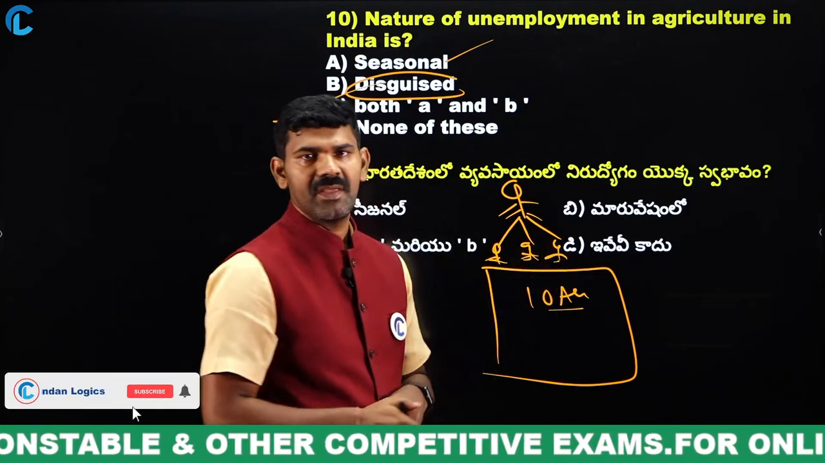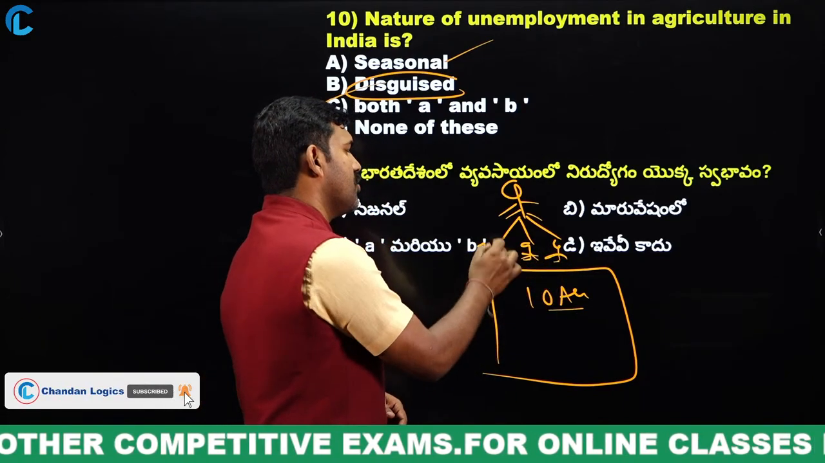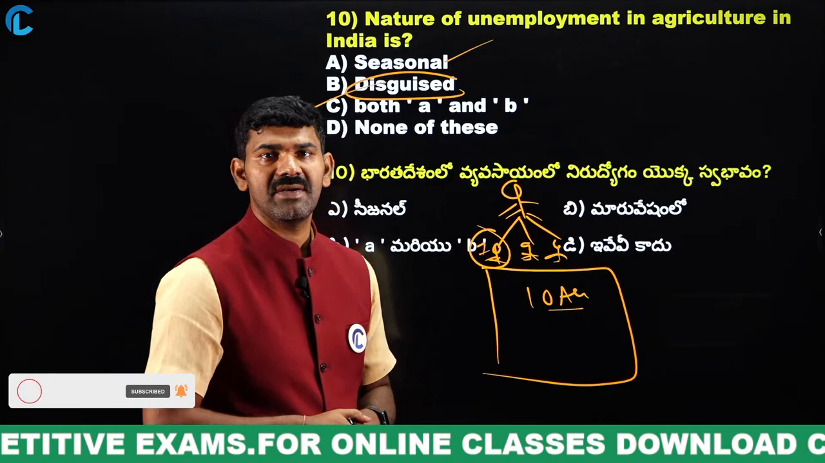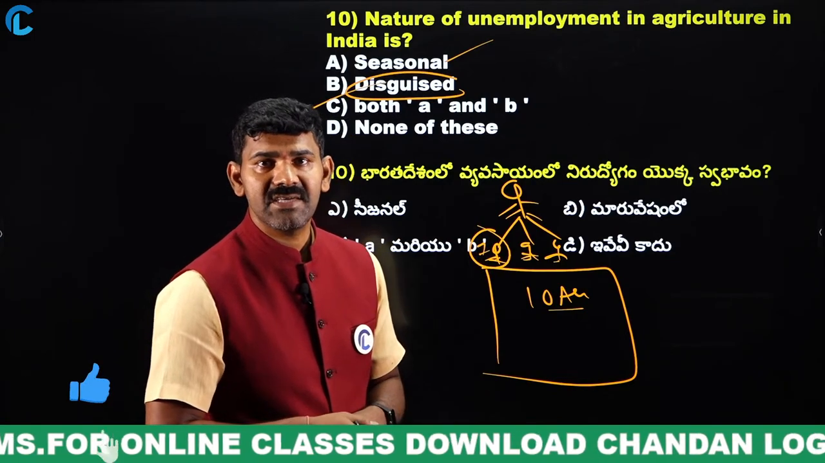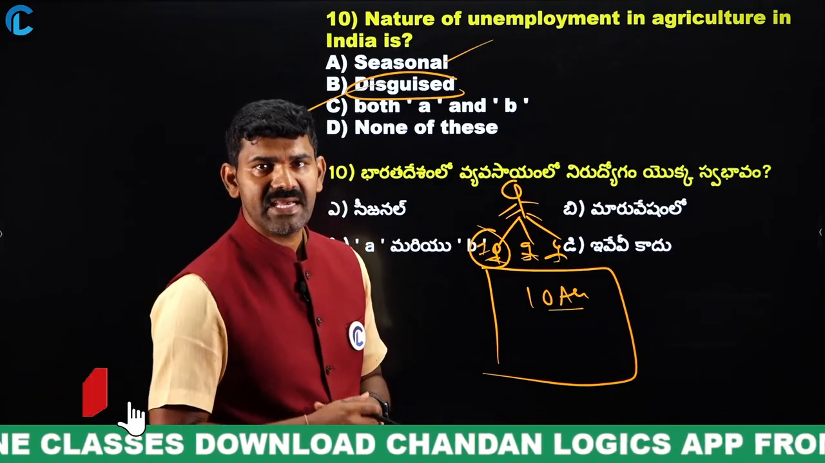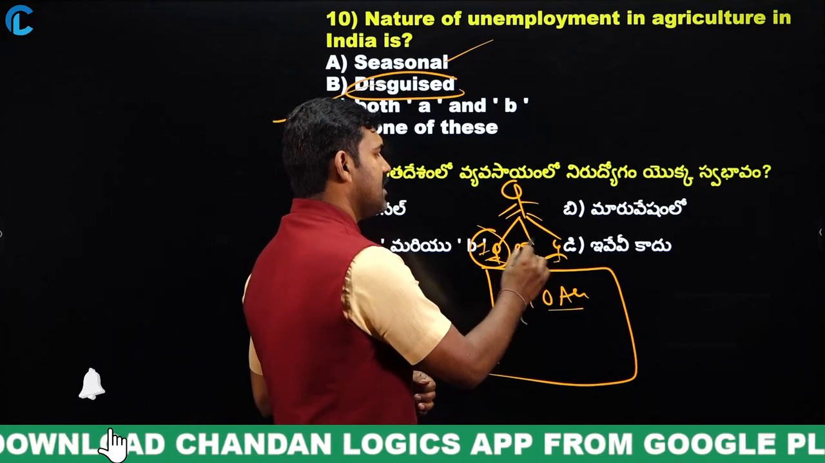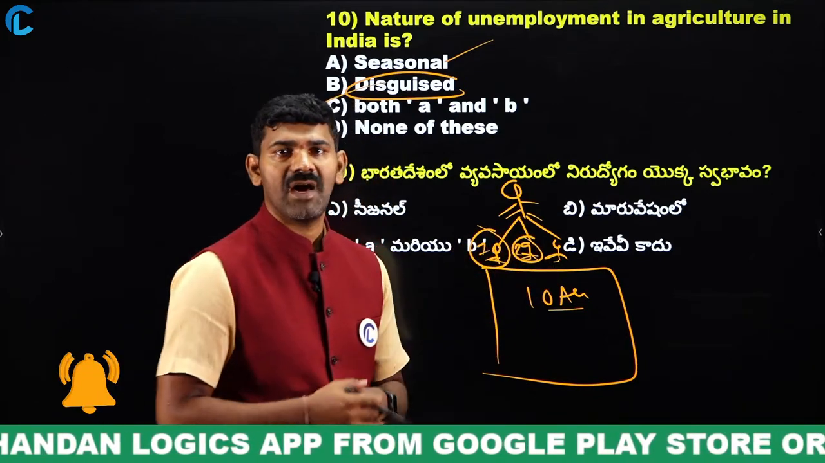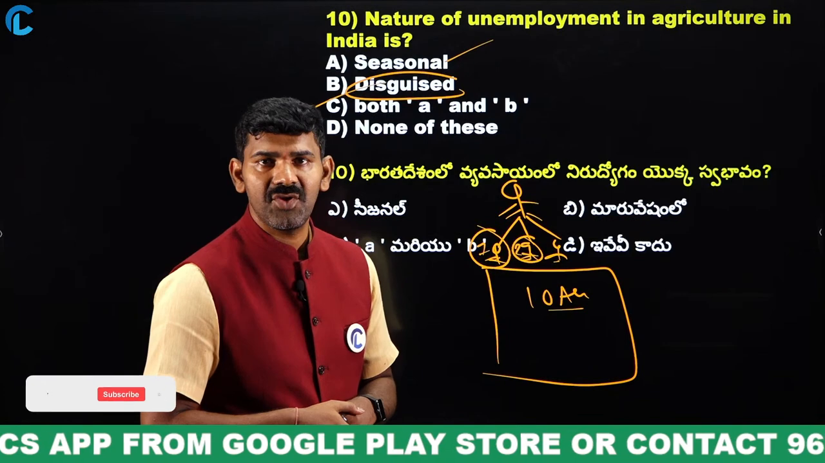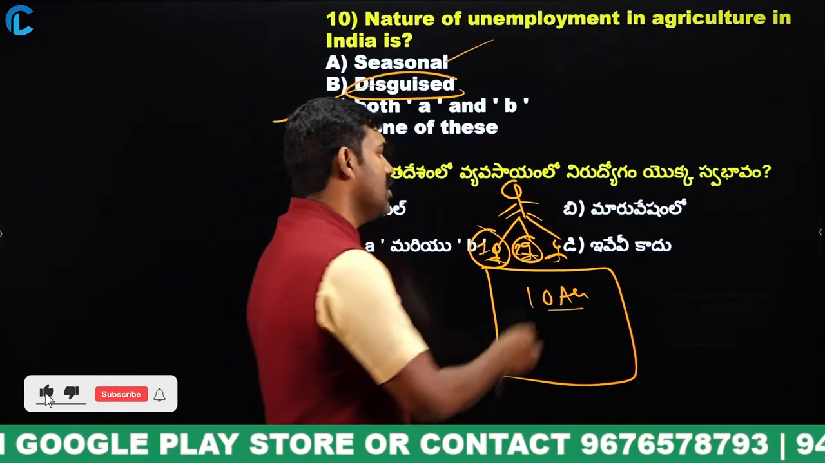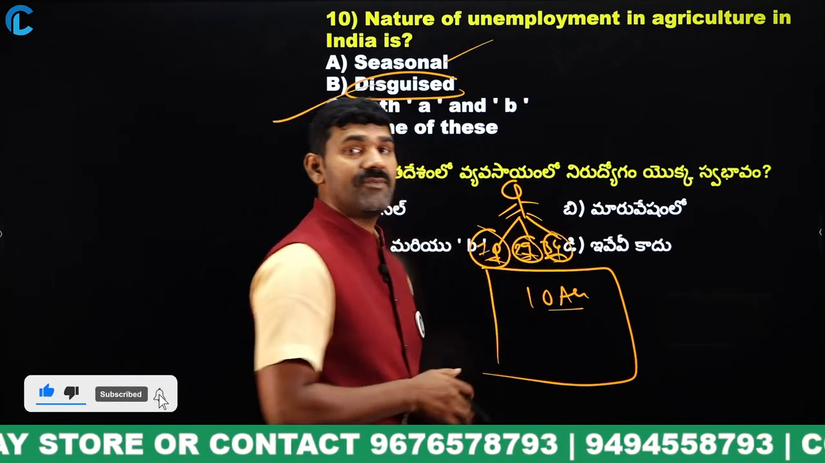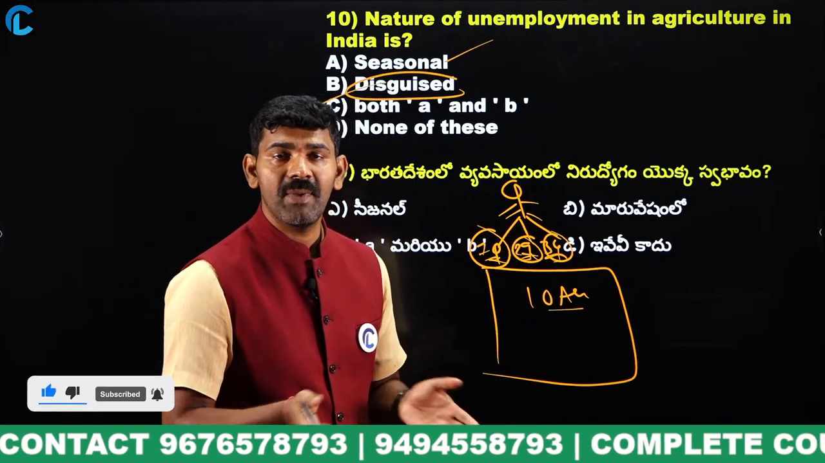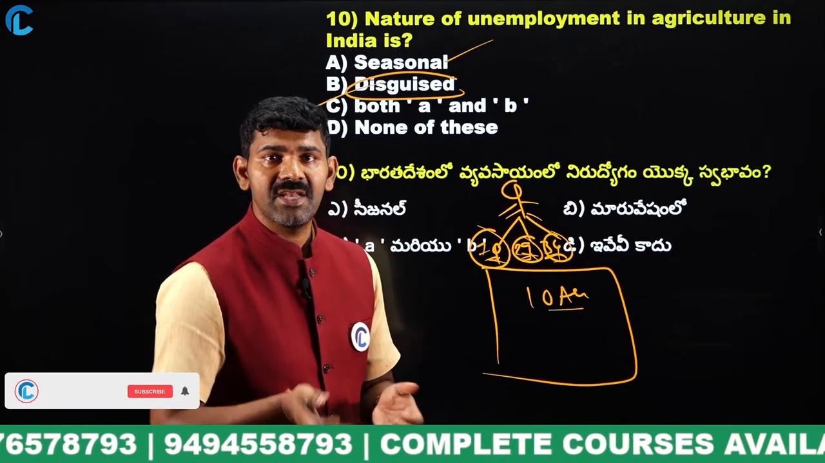Now you go to the first person and ask him, what are you doing? He says, I am doing farming. How many acres of land do you have? I have got 10 acres of land. Go to the second person, ask him what he is doing. He also says farming, and 10 acres of land. Go to the third person, ask him what he is doing. He is also saying farming, 10 acres of land. Then you get a doubt.